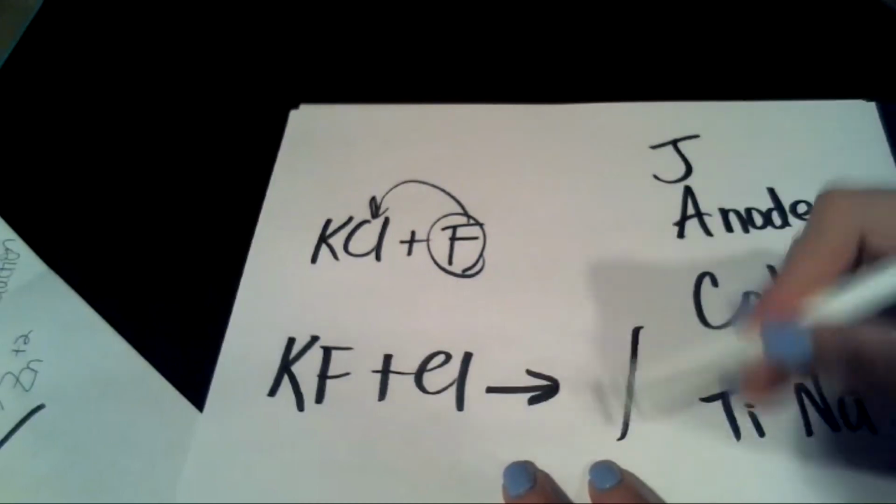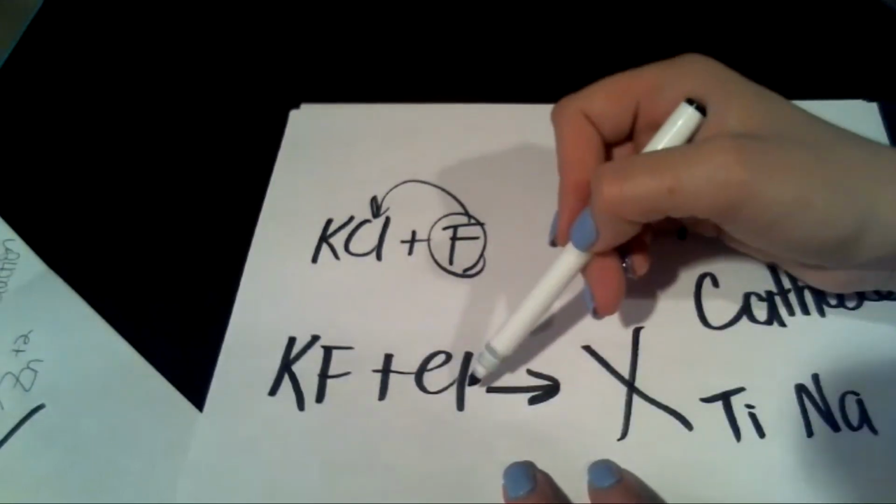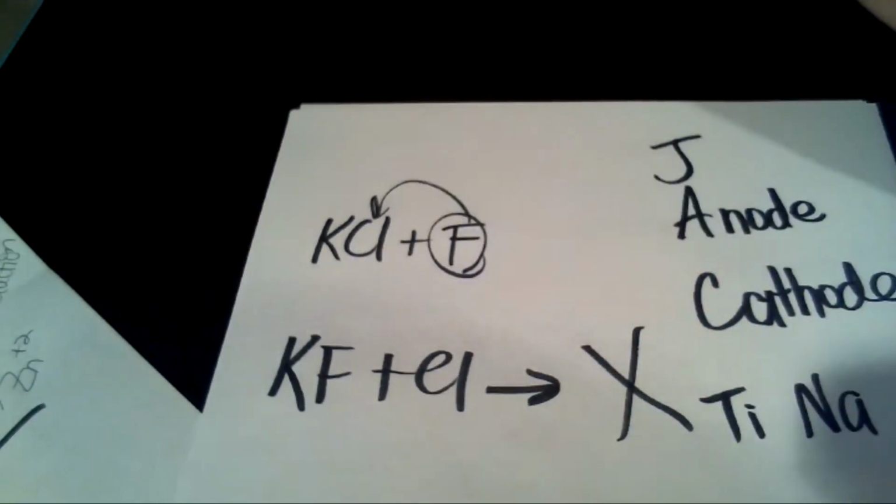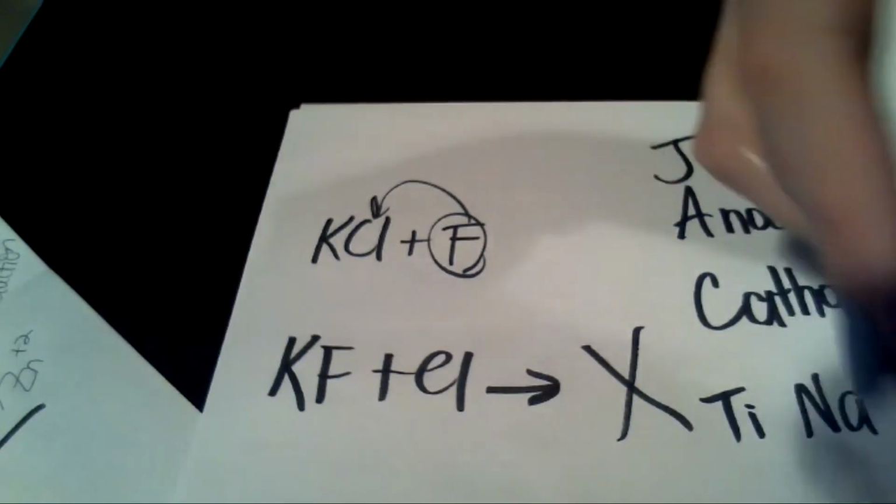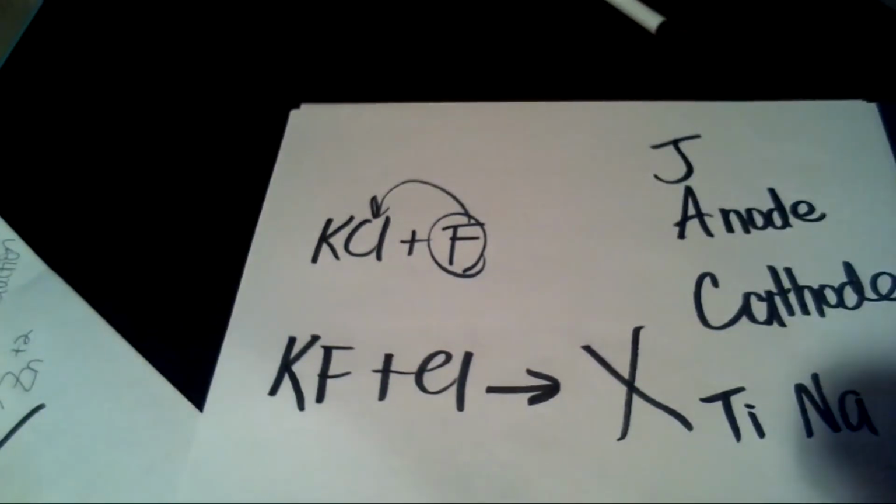If you had KF and Cl, Cl is lower than F on the table, so this reaction won't happen because chlorine is not strong enough to kick off fluorine. Does that sort of make sense?